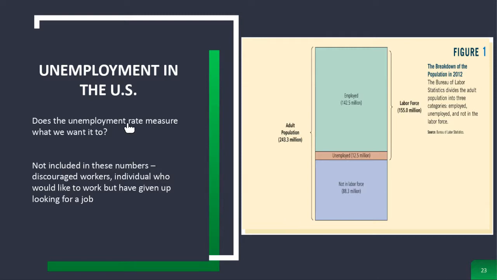And also note, though, that we have a group of people not included in these numbers called discouraged workers. Discouraged workers are individuals who would like to work but have given up looking for a job. If you want a goofy, silly example of this, on a relatively negative note, this is your friend in high school that's just like, no one's ever going to date me. I'm giving up looking. I'm going to be single forever. Discouraged workers are basically the unemployment version of that.